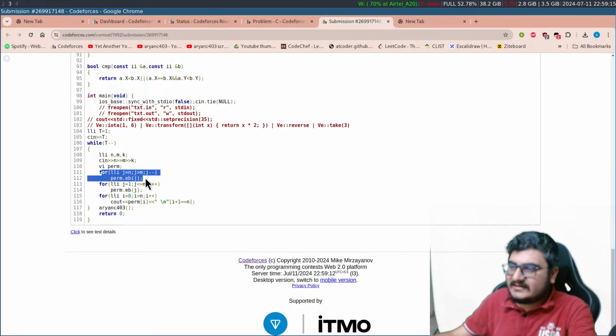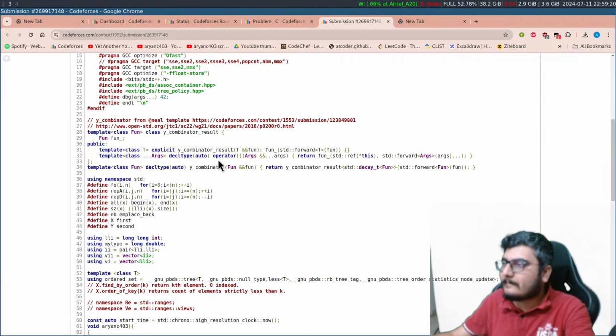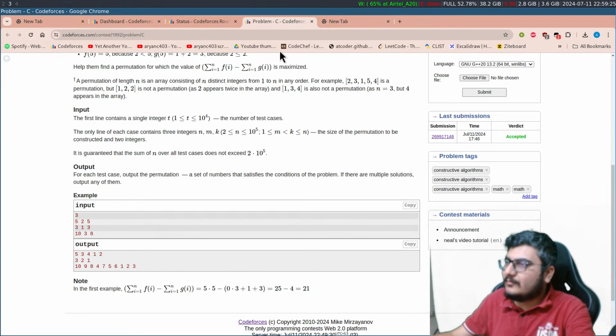Print all the numbers greater than 1 in descending order, then print all the numbers in ascending order, and print the permutation, and that was the answer for this problem. Okay, I will move to problem D.